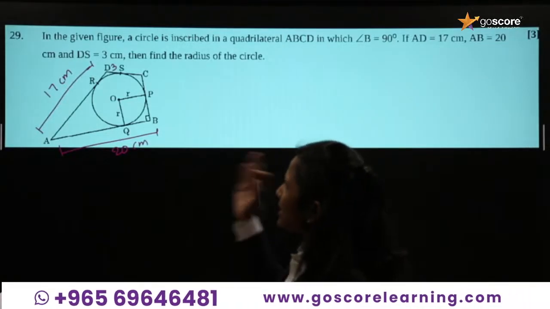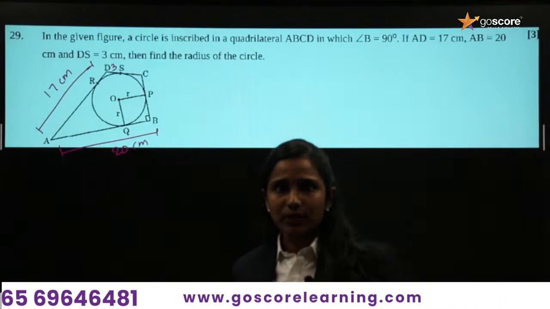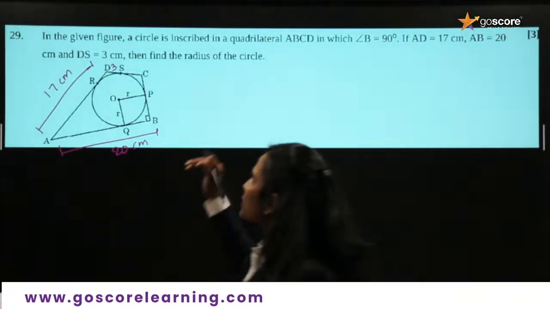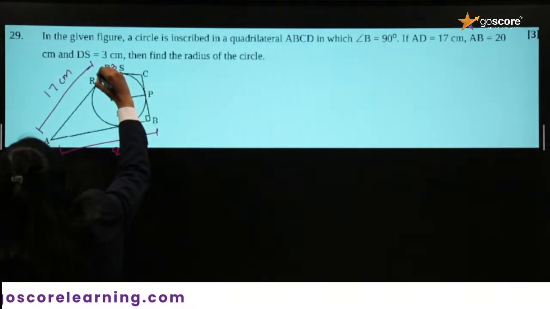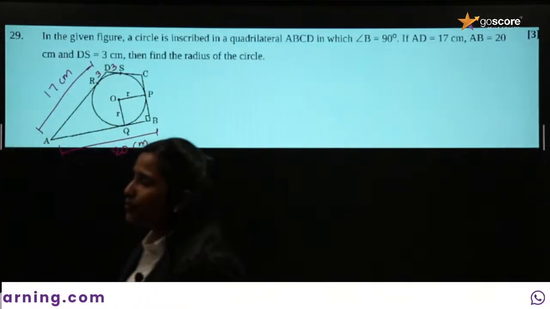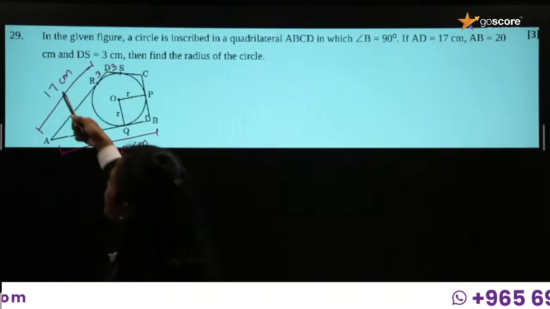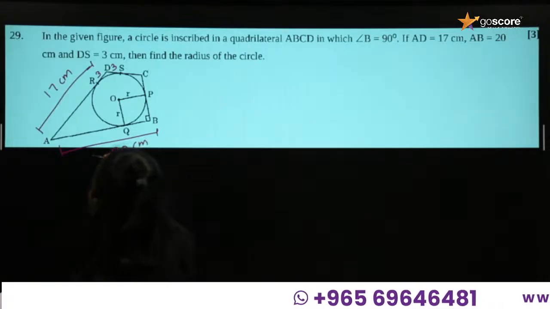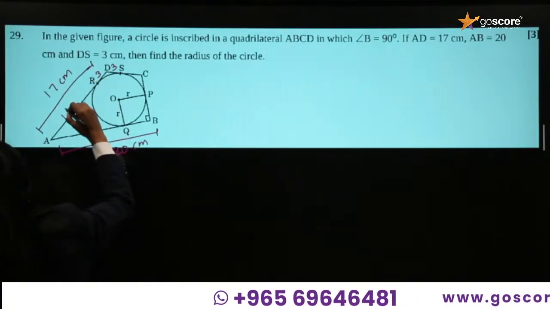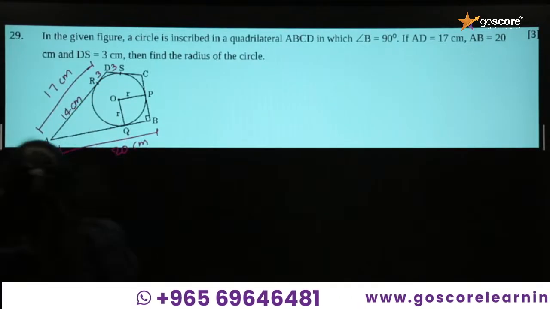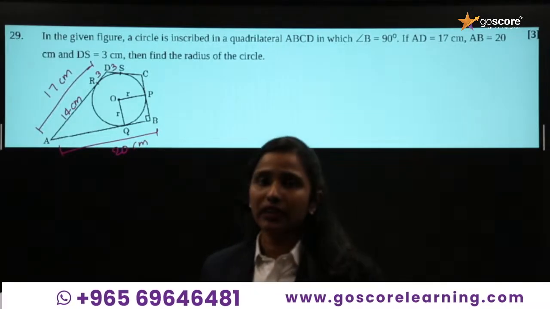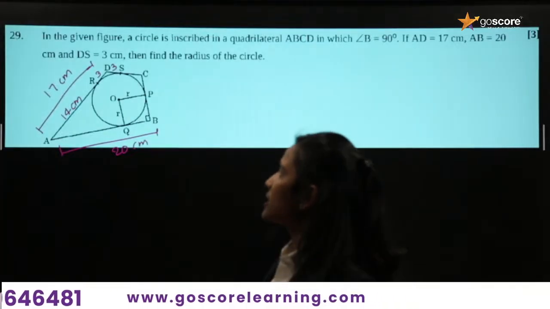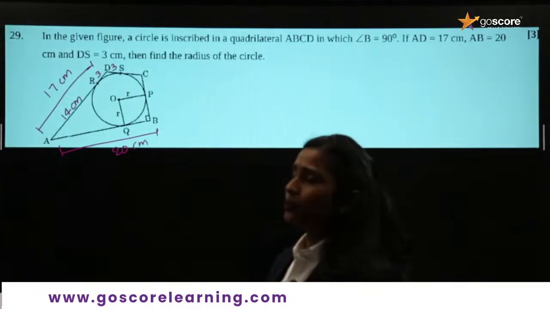Now, if DS is 3, then DR is also 3, because D is the external point, and DR and DS are the tangents. And we know altogether AD is 17 centimeters, in which DR is 3. So this much will be 17 minus 3, 14 centimeters. Right? AR will be 14 centimeters.